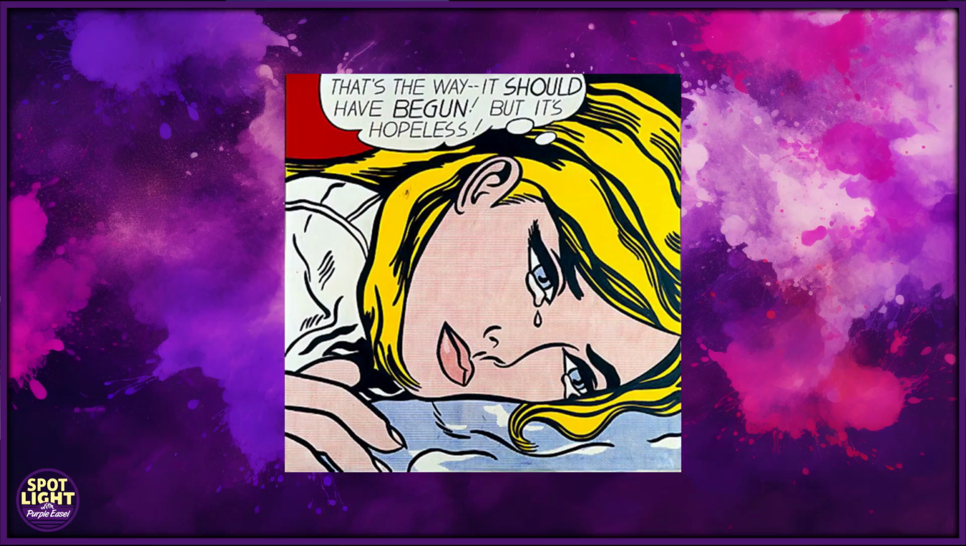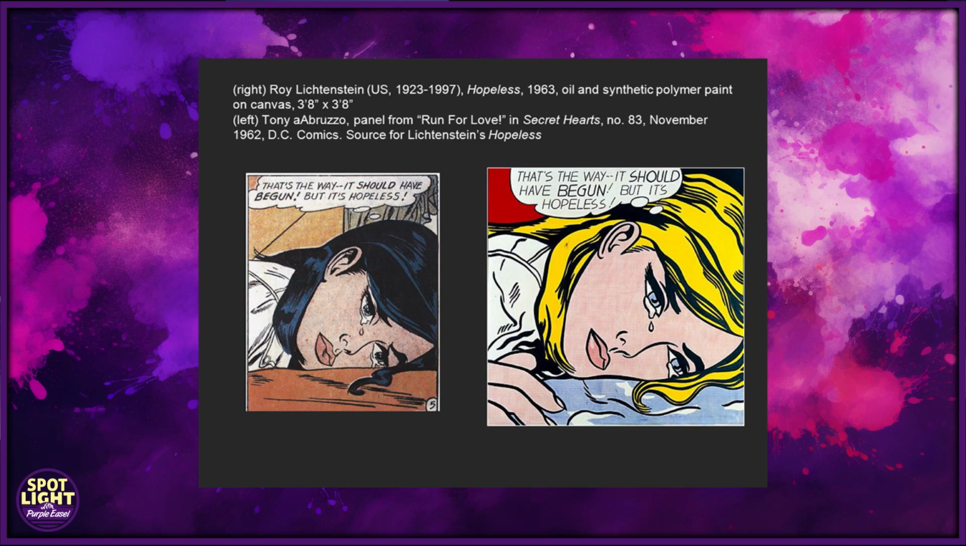We have Hopeless, 1963. And this one, if you were to Google Roy Lichtenstein, however you want to say it, you're probably going to come up with this image. Really cute. It's so cute. All those tears. Yeah, adorable. So if you were to look at what the original artist did beforehand, you can see some of the differences that he made. He would take away maybe the words, change a few lines here and there. But that's one of his famous pieces that people would see.